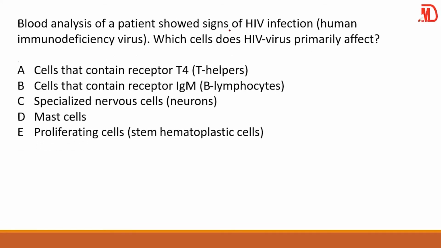Blood analysis of a patient showed signs of HIV infection. What cells does HIV affect the most? You already know it affects the cell immunity. And we've talked about it that in cell immunity, we are dealing with T cells. But this one affects primarily the T helper cells. So we're talking about A, T helper cells. And sometimes I will say CD4 cells. So please take note, if you don't see CD4 cells and you see T helper cells, they actually mean the same thing.